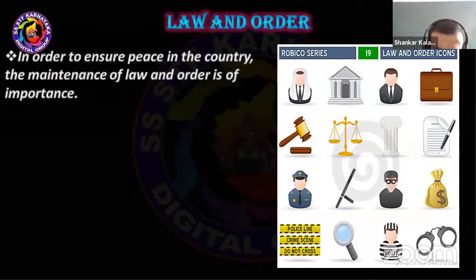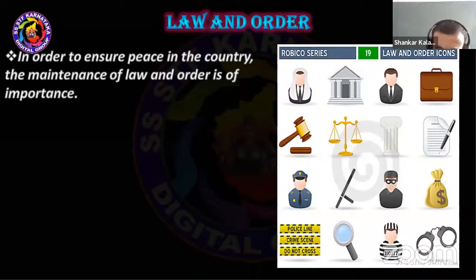In order to ensure peace in the country, the maintenance of law and order is of importance. To keep or ensure peace in the entire country or state, law and order are very important. Without law and order, it is not possible to maintain peace and order in the state. Peace and order are very essential to carry on all works smoothly. There shouldn't be anarchy or confusion in the state.